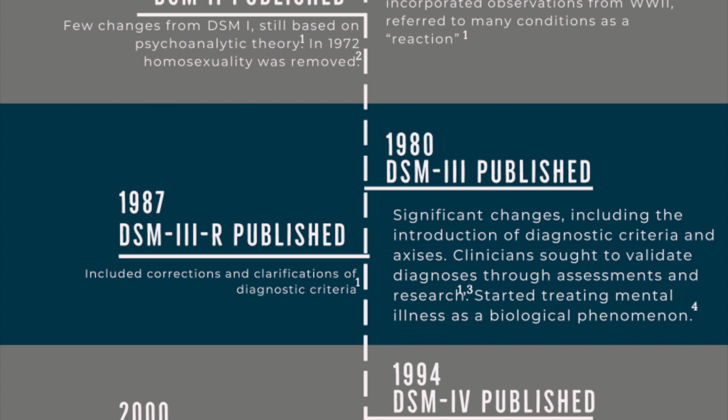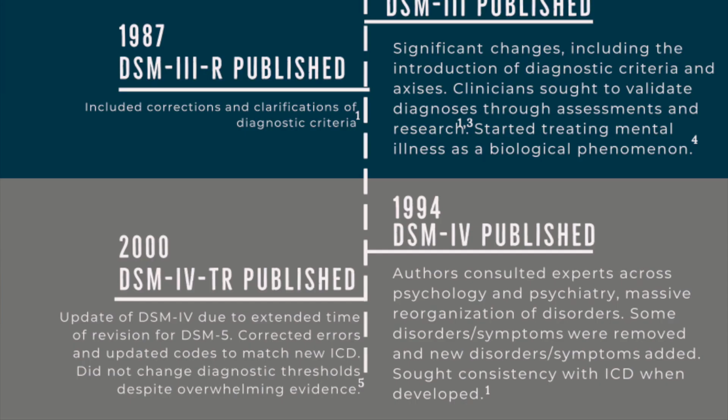DSM-3 comes out 12 years later, in 1980, and this is when we start to see significant changes and a basis in research. The DSM-3 revised comes out in 87 to correct some of the diagnostic criteria, some of the codes, things like that. There are no major revisions for this update. The DSM-4 comes out 14 years later than the DSM-3, in 1994.